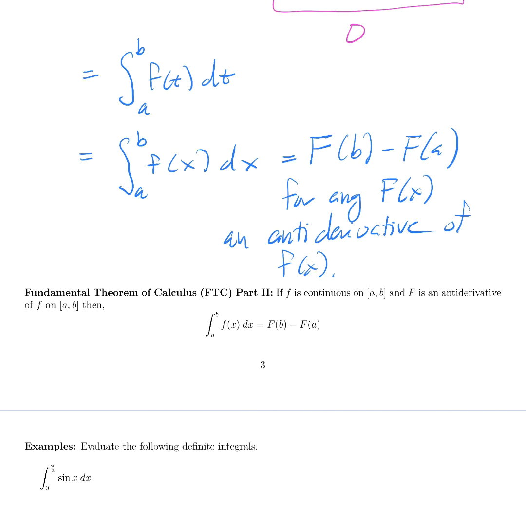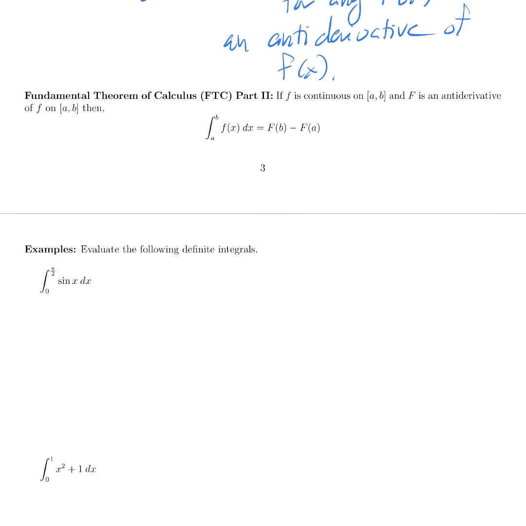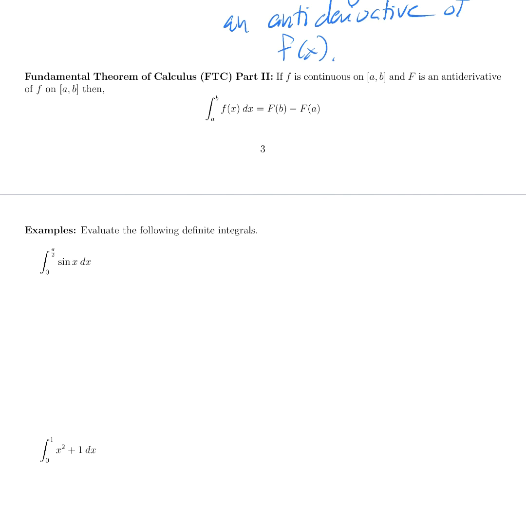So now we have a much more efficient way to get our hands on areas. And so let's evaluate some. Let's just remind ourselves what we're looking for here. This is the integral from 0 to pi over 2 of sine of x. What do we know about sine? At pi over 2, it's 1. At 0, it's 0. It's doing something like this. So this is asking for this area right here.